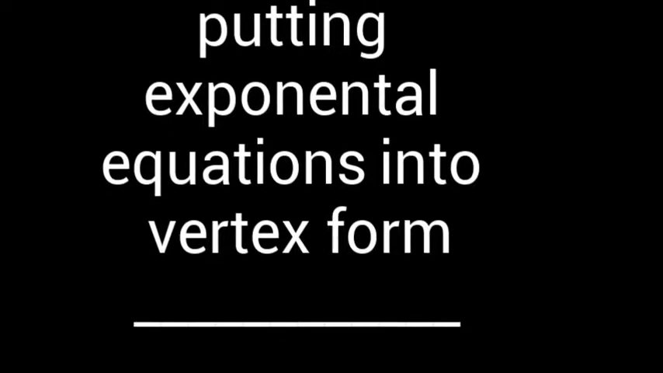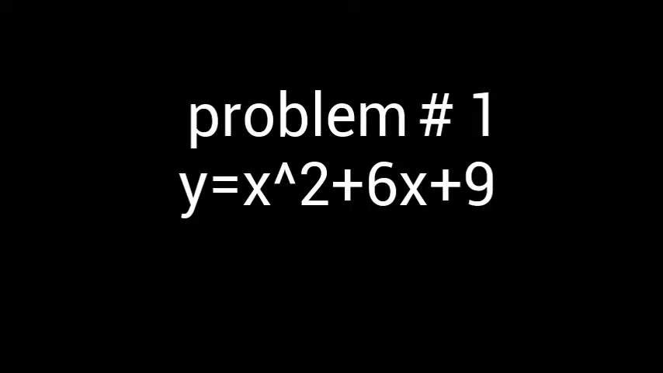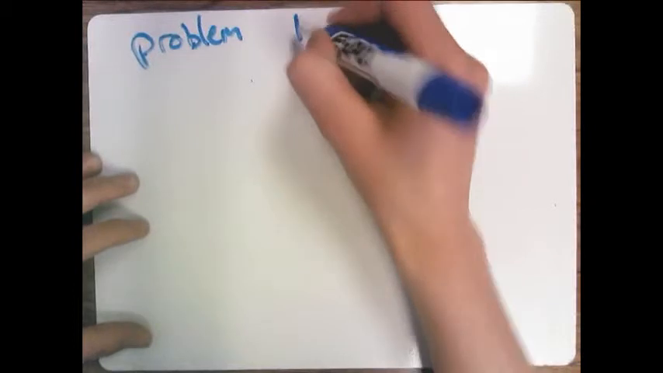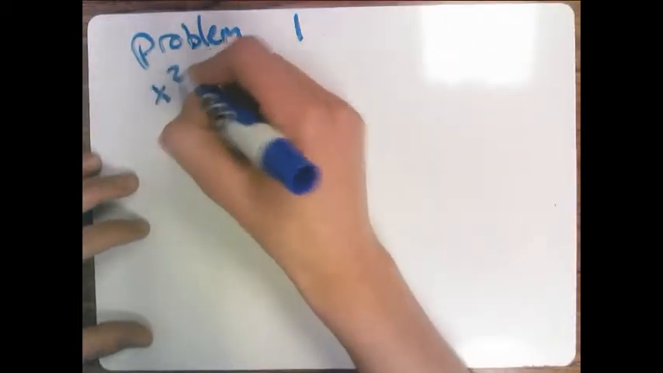Converting the quadratic equations into vertex form. Our first problem is x squared plus 6x plus 9. First, we're going to write it down and factor out any greatest common factors. There are none because the coefficient for a is 1.